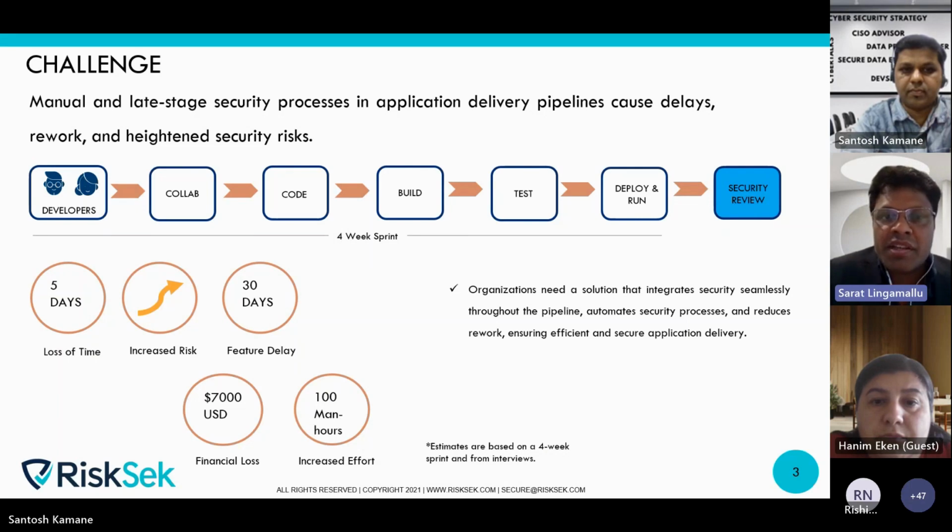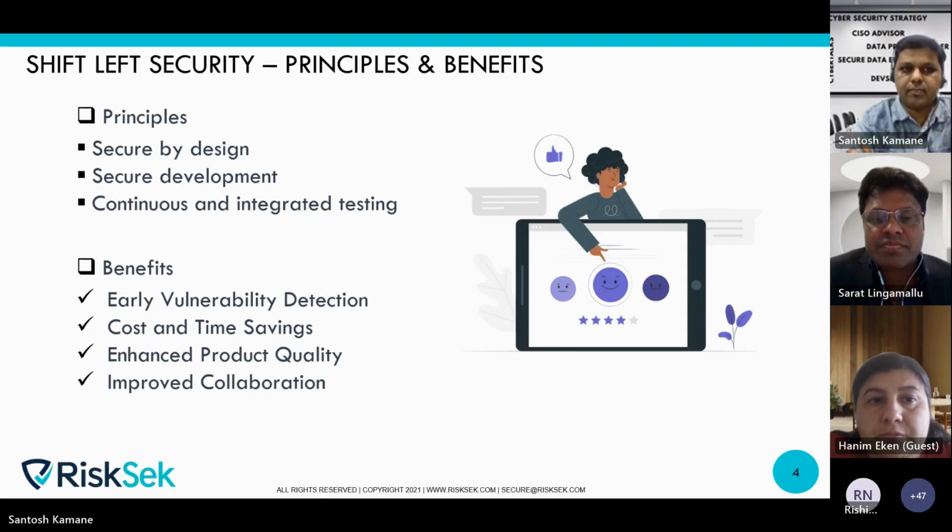So if there are any security engineers or engineering managers in the group, this is one of the pain points that you probably see, and this is one of the things that you could take to your management, saying this is how it's been, right? So next screen, Santosh.